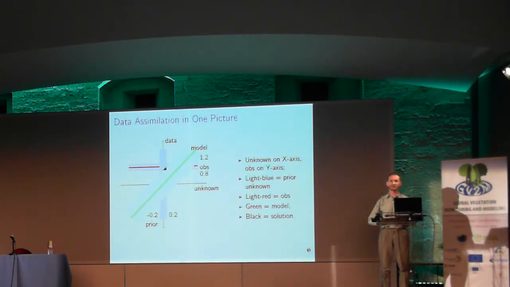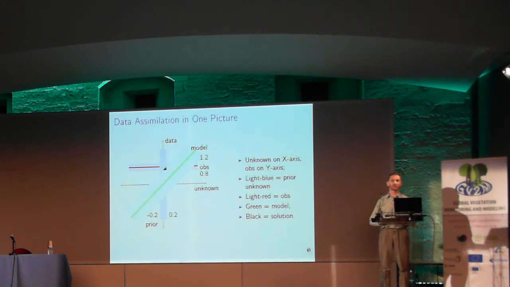This title is not true. We can't quite do data assimilation in one picture, but we can do it in two. And this is taken from a paper that I wrote coming out of the first Terabyte Symposium in Hamburg. So this is how data assimilation works. We have a very simple model here, one unknown, one observation. The very simple model says that the observation is equal to the unknown.